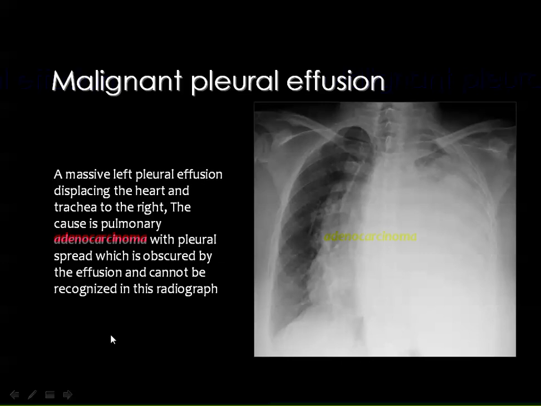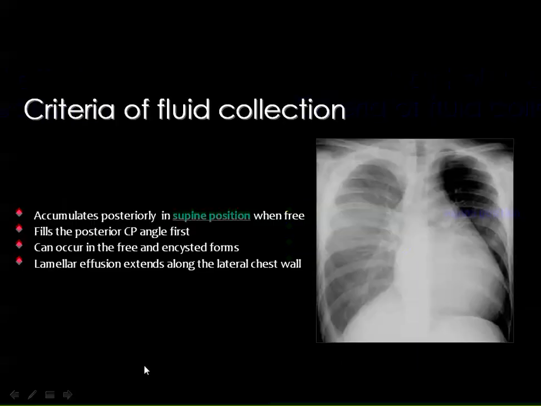And in this patient, you got massive left-sided pleural effusion with obliteration of the costophrenic angle, mass effect on the heart and the mediastinum, which are displaced to the opposite side. And the cause is pulmonary adenocarcinoma with pleural spread, which is obscured by the effusion. Then you cannot identify the lesion unless you have the CT scan.